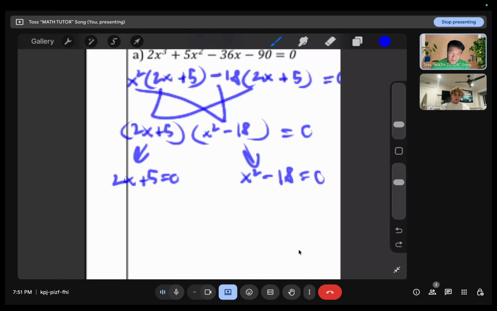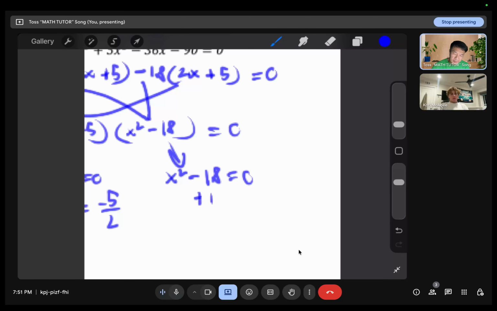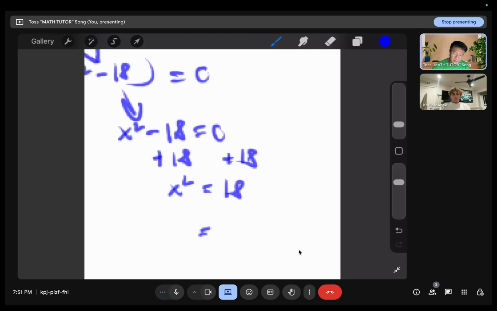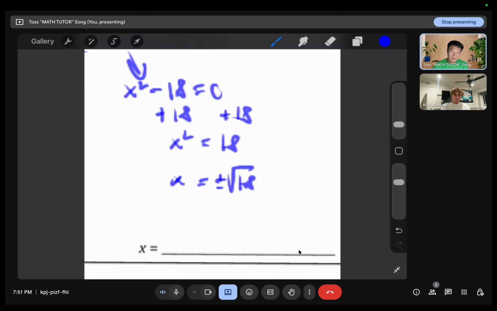Okay. Continue and solve. I think you see to subtract both sides by 5, divide both sides by 2. So it's going to be negative 5 halves. This one, add both sides by 18. So it'll be x squared equals 18. Then square root both sides. But I don't want to write that plus or minus yet. So it's square root of 18. Is that okay? I'll write it that way. That's how I'm allowed to write it.